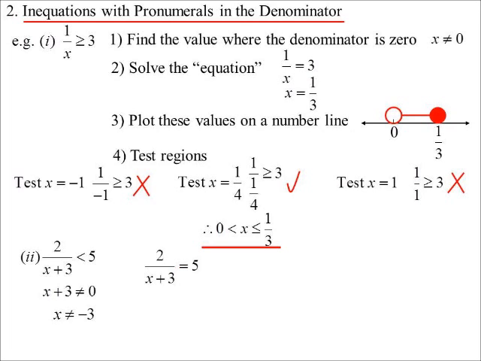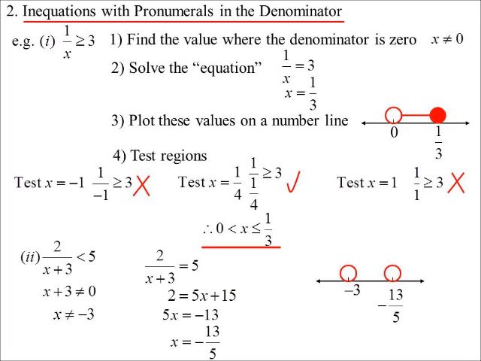Then I just solve it like an equation. 2 over x plus 3 equals 5. And I get 5x equals -13. There we go. X equals -13 on 5. Because I don't know about you, I think a linear equation is easier to solve than a quadratic equation, which is what you get if you multiply by the denominator squared. So there's my boundary points.